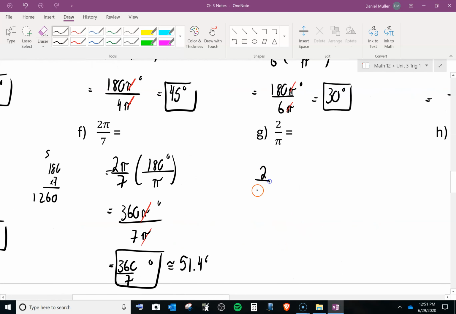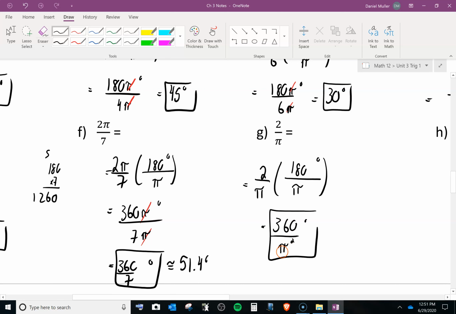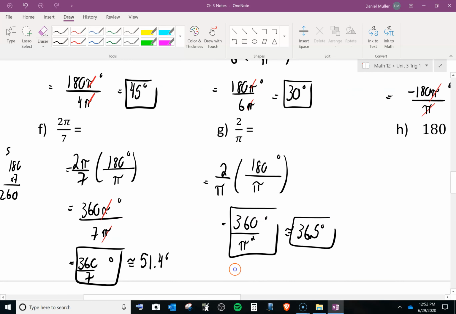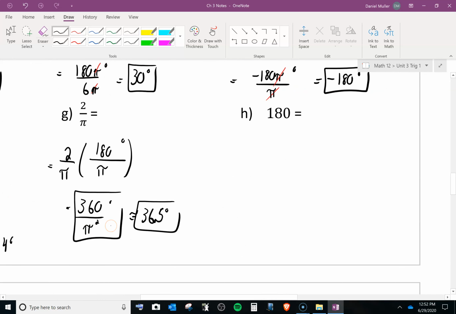Okay, almost done here. So 2 over pi. I want degrees. The degrees will go on top with the 180, and the pi will go on the bottom. So on top is going to be 2 times 180, which is 360. On the bottom is pi squared degrees. Now I don't know what that is. Pi squared is pi times pi. So 360 divided by pi, and then one more time. Apparently it's approximately 36.5, that's just rounded, degrees. That's what that would be. But again, I like the exact answer of 360 over pi squared.